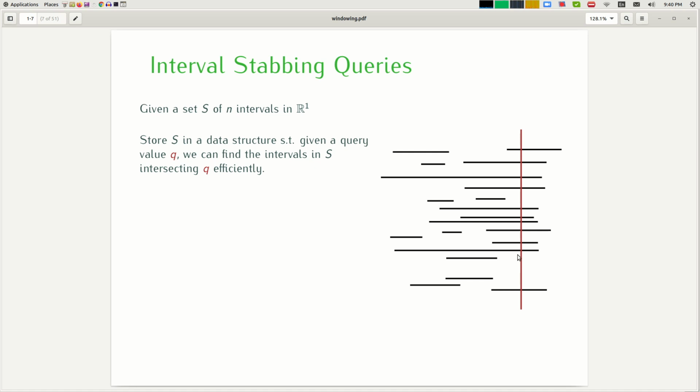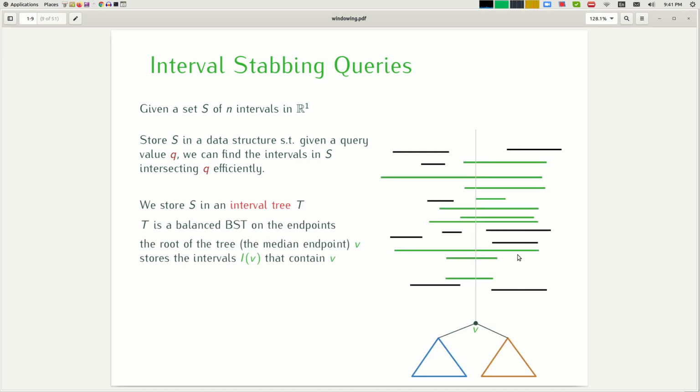That brings us to the concept of interval tree. So to solve this problem, we're going to use this interval tree structure. The interval tree is relatively easy to describe, and it basically works like this. We want to build a balanced binary search tree on the endpoints, but unlike a normal binary search tree, we might store a lot of information at every internal node.